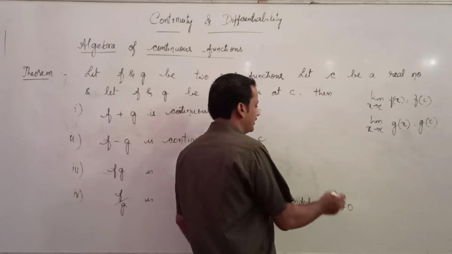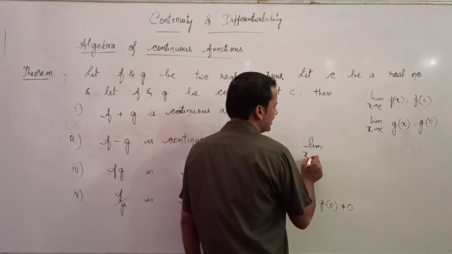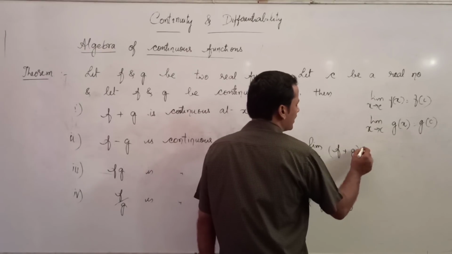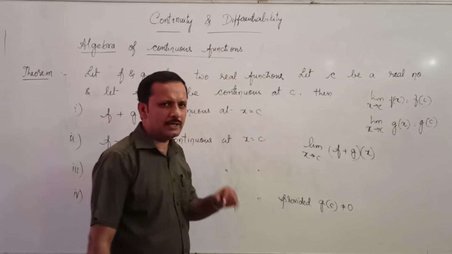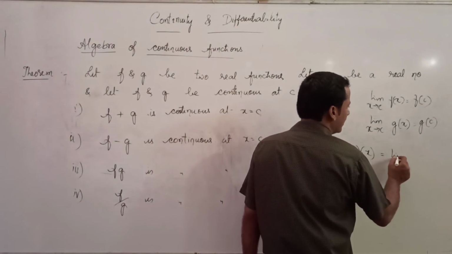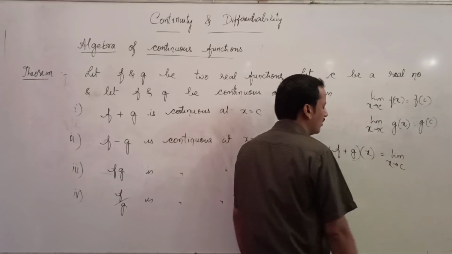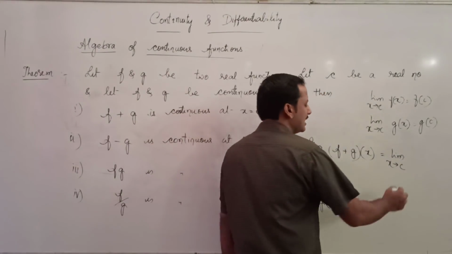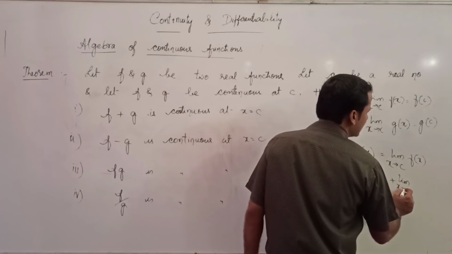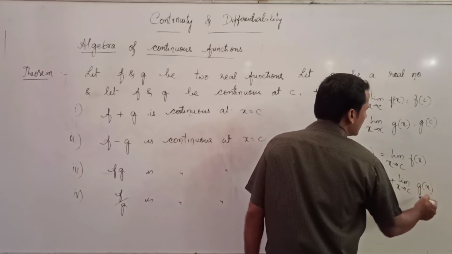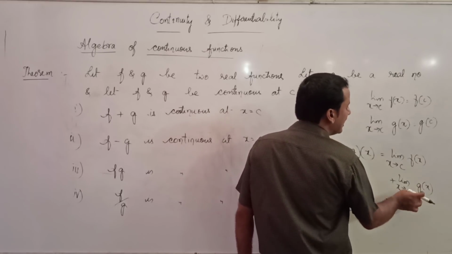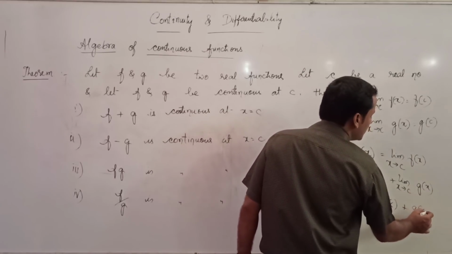Now, to prove the first one, I will consider limit x tends to c, f plus g of x. This is nothing but, according to the property of limits, we can write this as limit x tends to c, f of x plus limit x tends to c, g of x. So here we know that limit x tends to c, f of x is f of c, and limit x tends to c, g of x is g of c.